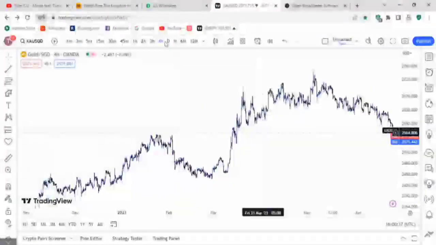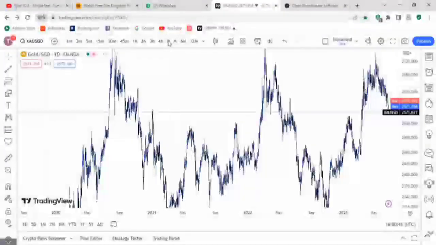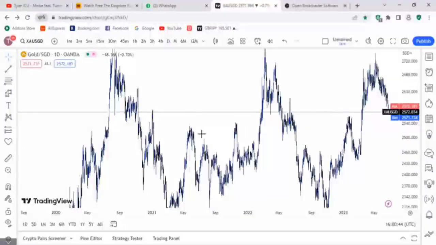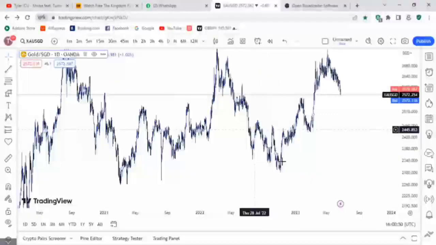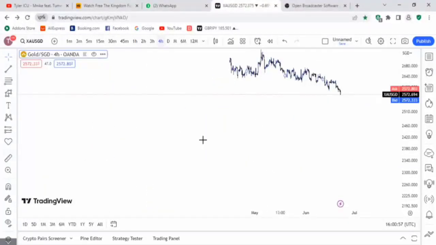The reason why I'm using a 4-hour time frame is that, in this case, I would like to use a daily time frame. We are using a bigger time frame so that we can get the overall trend of a pair. So here gold, go back to 4 hour.